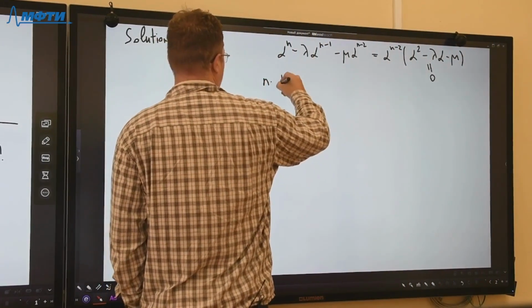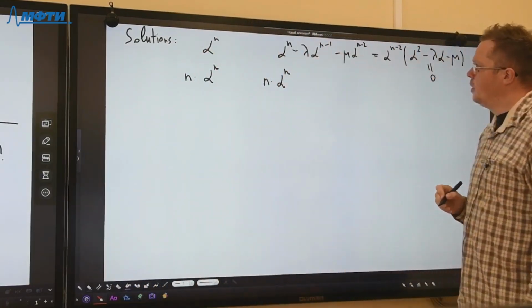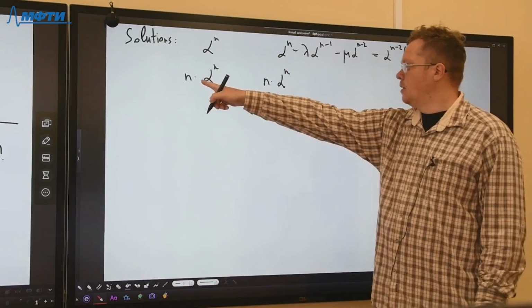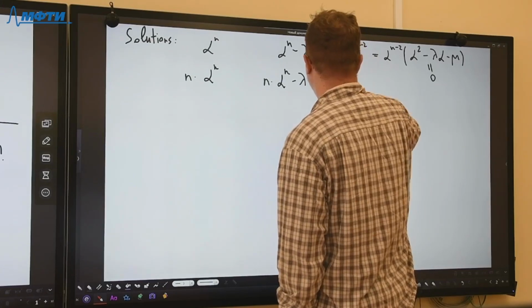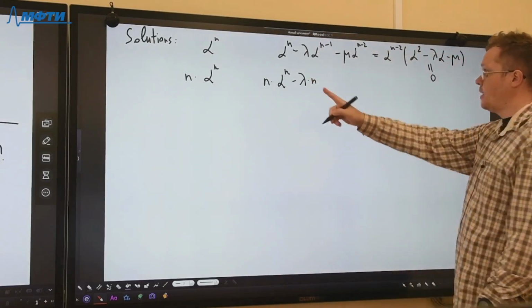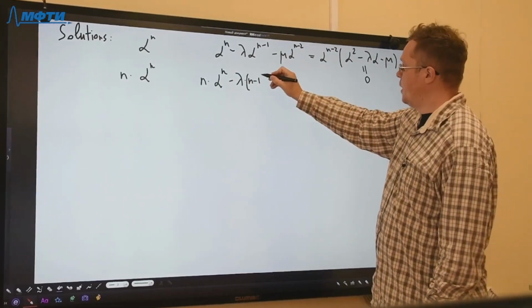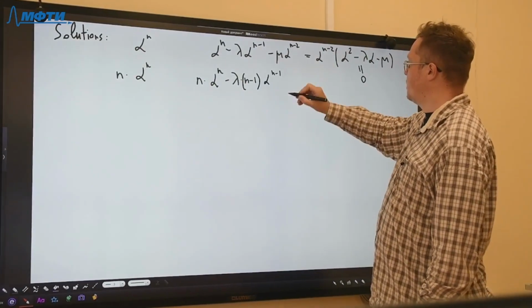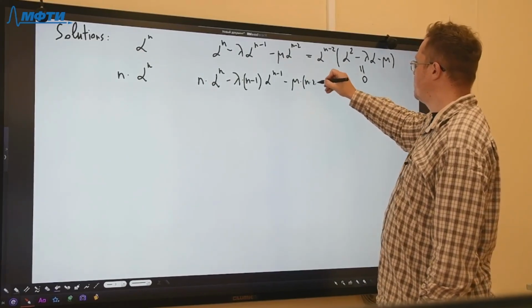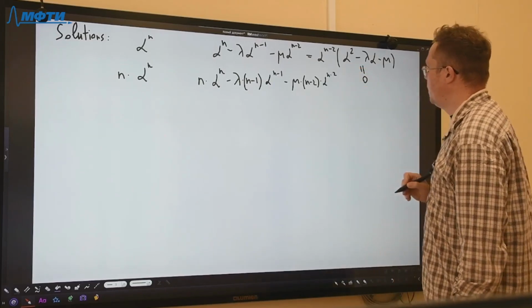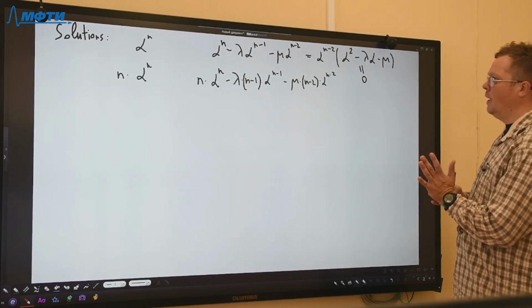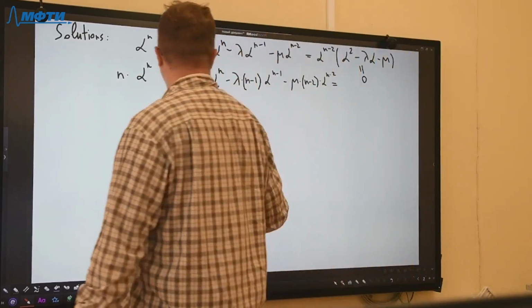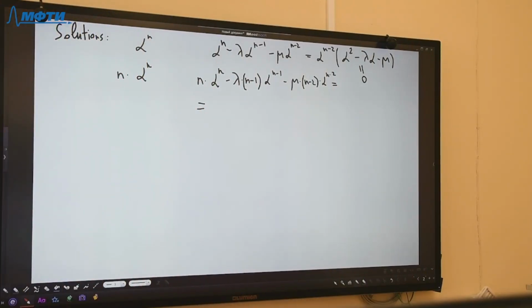Let's check that this will also be a solution for this linear recurrence relation. So if we take a_n equal to n times alpha to the nth power, then we have here n times alpha to the nth power minus lambda times (n minus 1) alpha to the n minus 1 minus mu times (n minus 2) times alpha to the n minus 2 power.